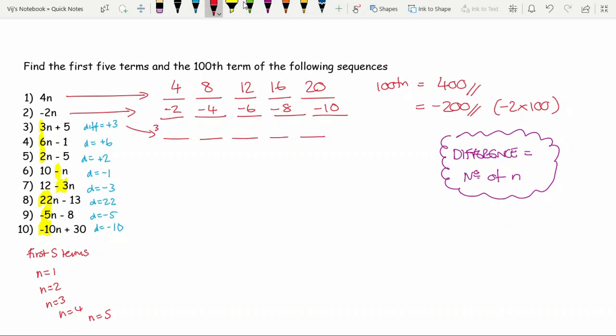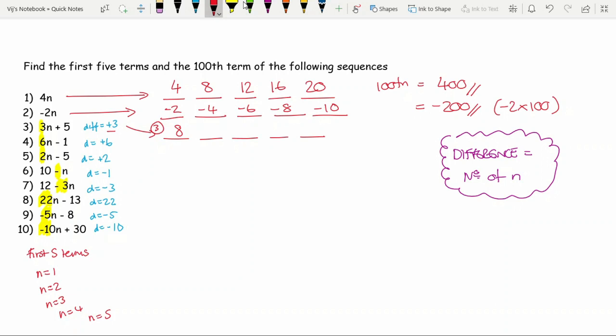So for number 3, let's write number 3, because I know it's going to get outlined. To work out the first term, I'm just going to have 3 times 1, which is 3, plus 5, which is 8. Now, because I know that the difference is going to be plus 3, rather than me doing 2 times 3 plus 5, 3 times 3 plus 5, and so on, you can slowly get confused and it's very time consuming.